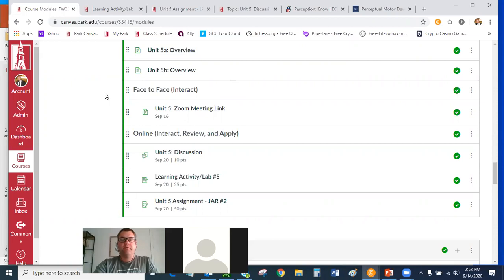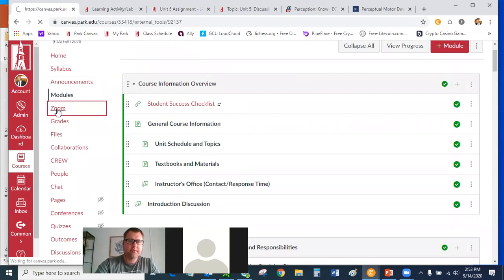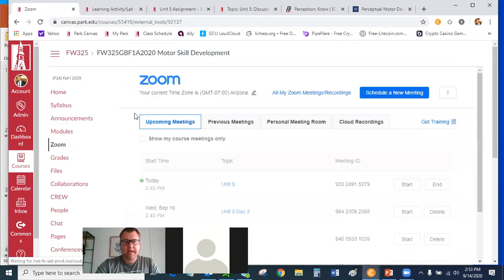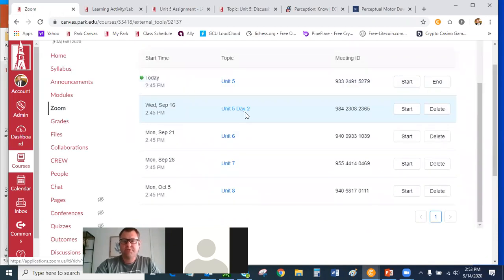But this week we are covering chapters 13 and 14. Remember that we are going to be meeting on Zoom both days. So I have included, if you go to the Zoom tab on the side here, you'll see that we have today for Unit 5, and then on Wednesday, Unit 5, Day 2. So we'll be doing 2 Zoom meetings this week since I am out of town.